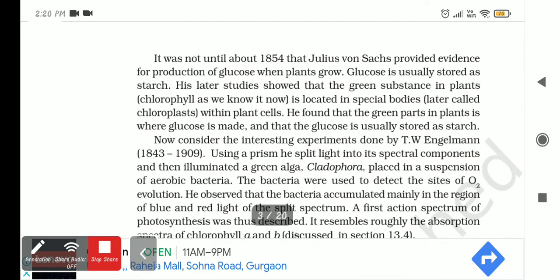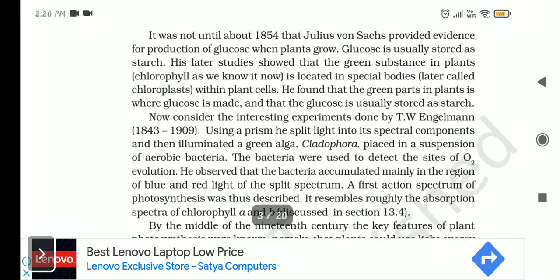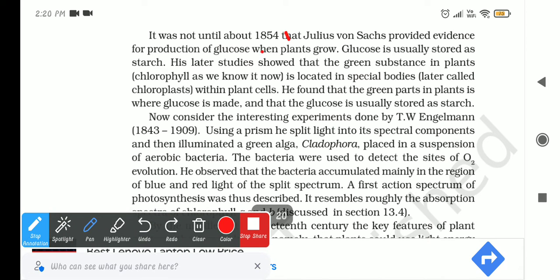Next experiment, Julius von Sachs. The next experiment was done by Julius. The experiment date is given, right? It is 1854.